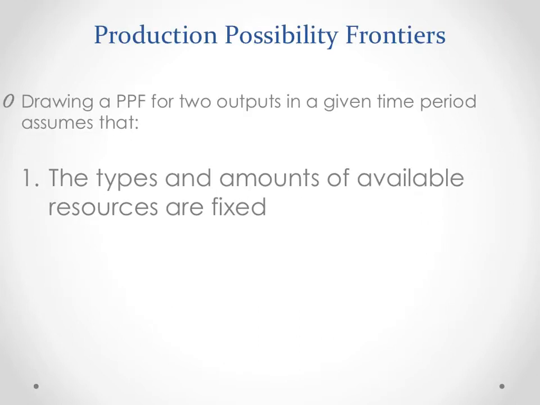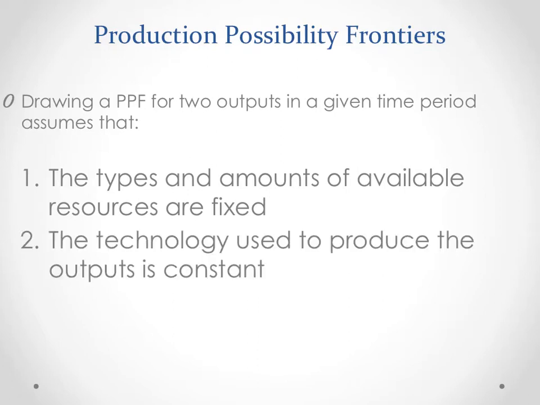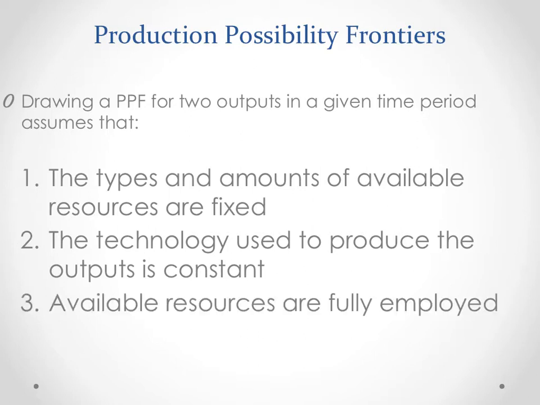This slide introduces the major assumptions behind the PPF. The first major assumption is that the types and amounts of available resources are fixed and unchanging. The second is that technology used to produce the outputs is also constant and unchanging. The third major assumption about the PPF is that available resources are fully employed. This means all labor is employed, all land is being utilized for production. There is not a single factory out of use. 100% of all the factors of production are employed.